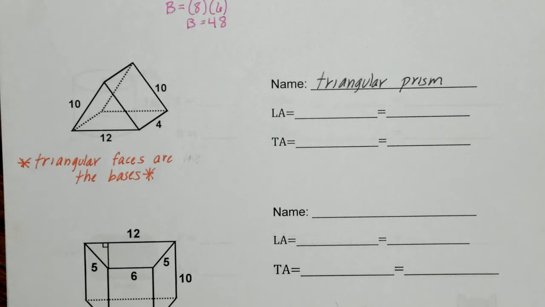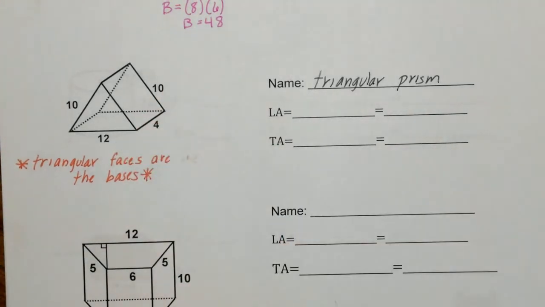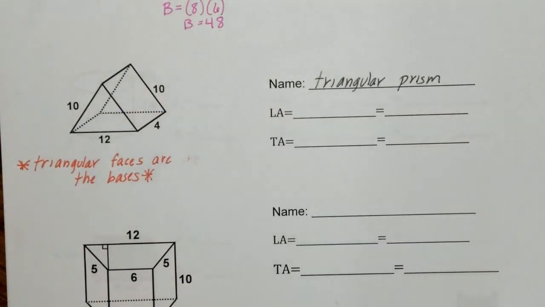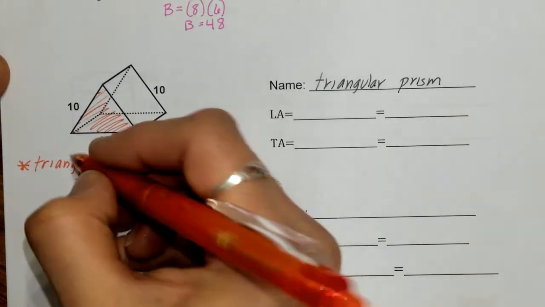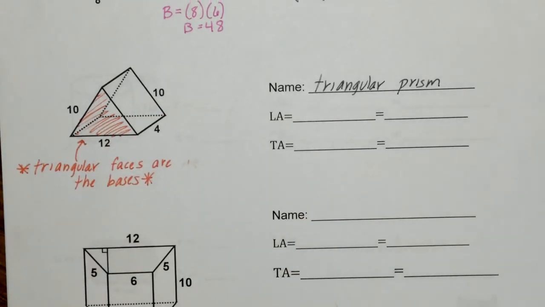So here we see our two triangles, the one in the front and the one in the back. They are parallel. No other side, none of these other three faces, are parallel. They touch, so they can't be bases. So we're going to lightly shade this triangle, showing that this is our base. That's what we're going to use to find big P, and that's what we're going to use to find big B.